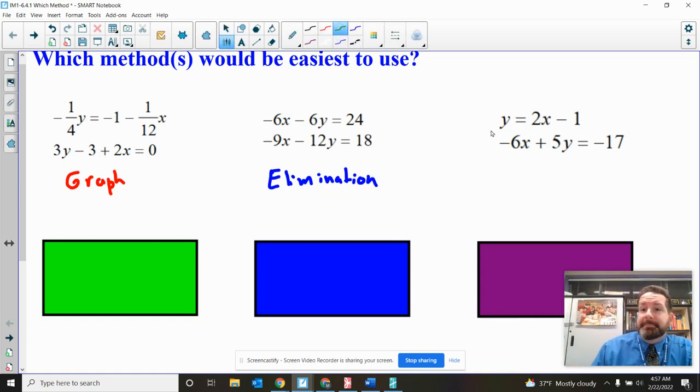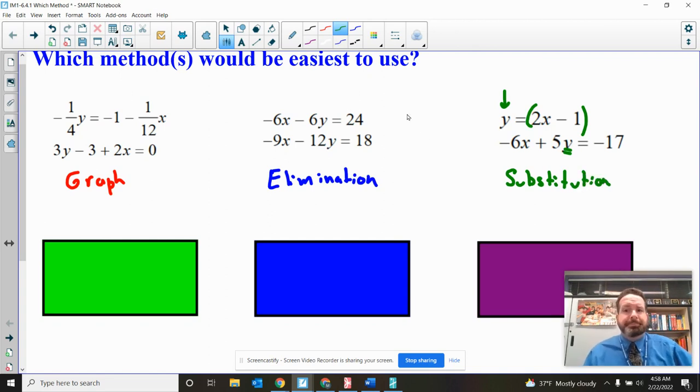Here's the key this time. I'm looking at the fact that I already have this y by itself. So I can just come down now into this second equation, and where I see the y, I can put this expression in where that y is and solve using substitution. So there's not a whole lot of work to do with the substitution method. Now, if you chose graphing, I think that's going to work okay too.